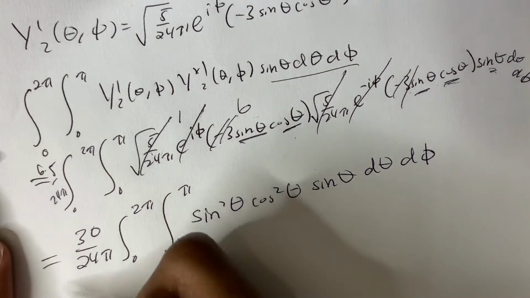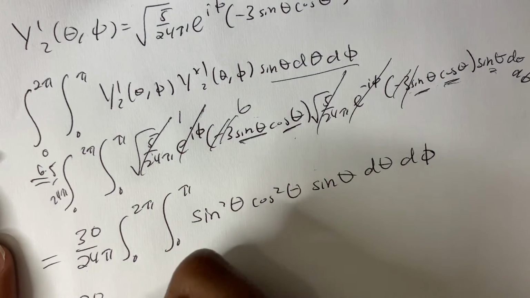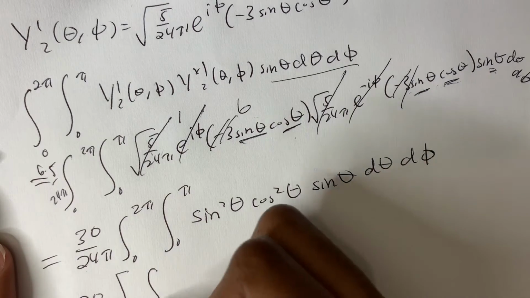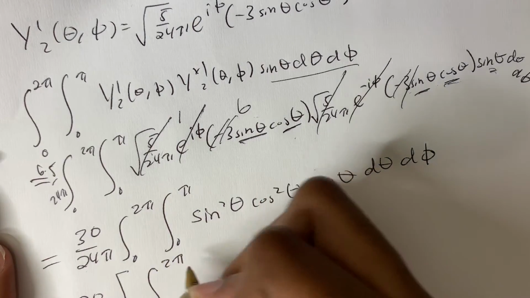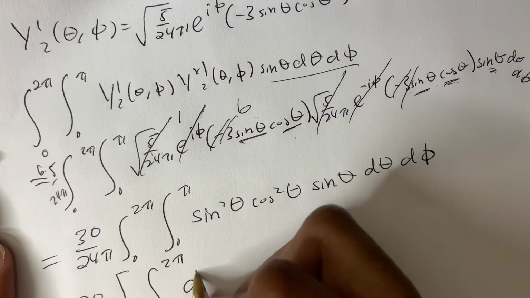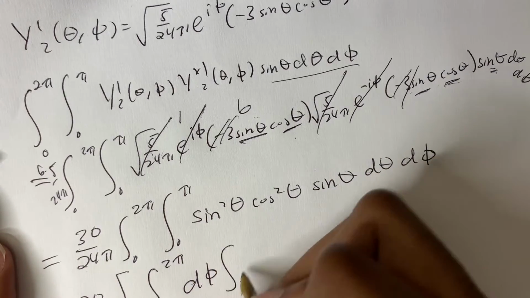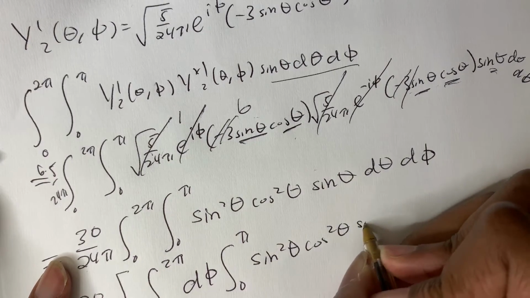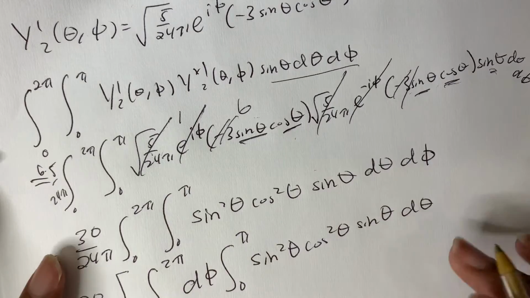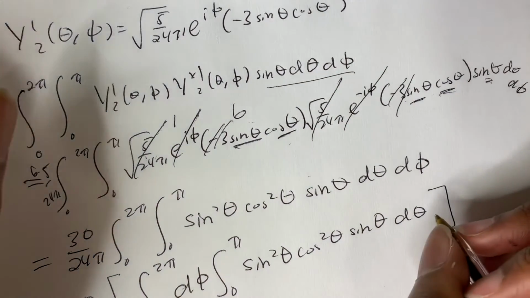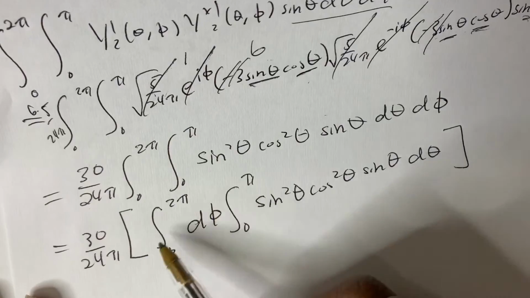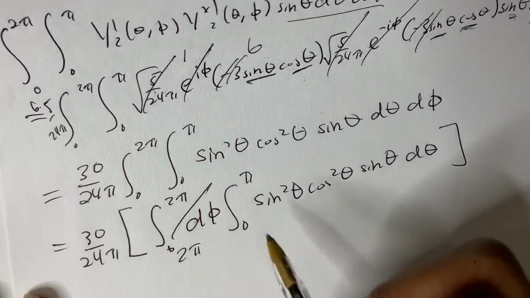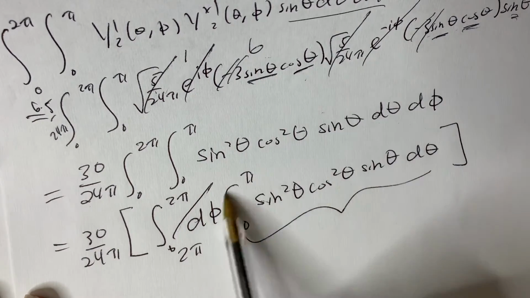Let's separate this into two parts. 45 over 24 pi times the integral from 0 to 2 pi of d phi, times the integral from 0 to pi of sine squared theta, cosine squared theta, sine theta d theta. Now, we all know what this integral is going to be. It's trivial. This is going to come out to be 2 pi, right? So what's more interesting is this integral over here.